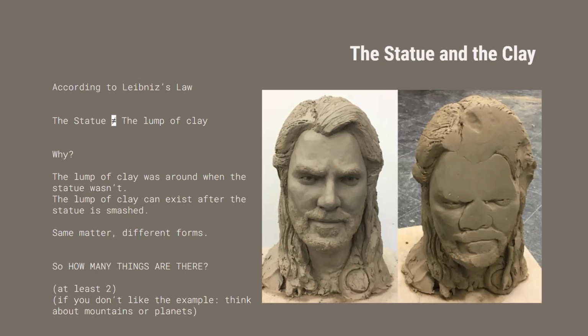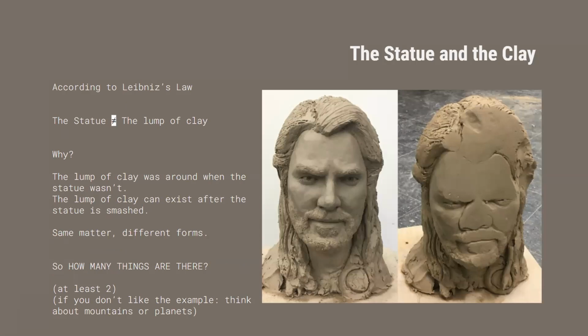Now, according to Leibniz's law, because of these three little assumptions, the statue is not the same thing as the lump of clay. Why is that? Well, the lump of clay was around before the statue was around, so that's a property that the lump of clay has that the statue doesn't. Similarly, the lump of clay can exist after the statue is smashed. That again is a property that the lump of clay has that the statue doesn't. We've got the same matter here in different forms.